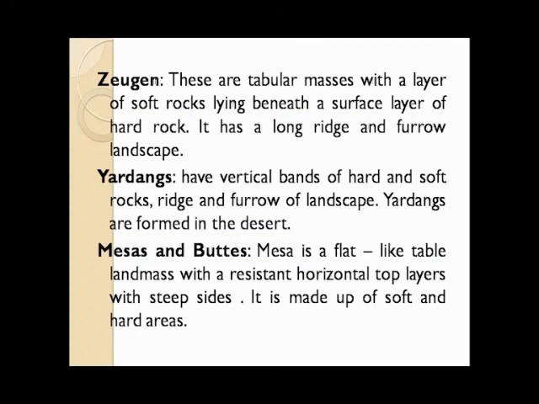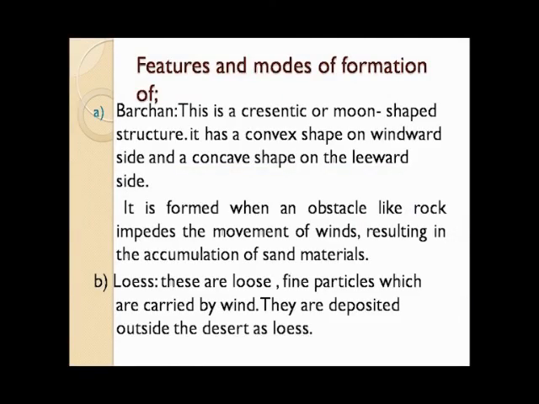We also have mesas and buttes. Mesa is a flat-like tableland mass with a resistant horizontal top layer, which also has steep sides. It is made up of soft and hard rock. There are features and modes of formation of barchans and loess as well as seif dunes. So that is what we are going to look at now.